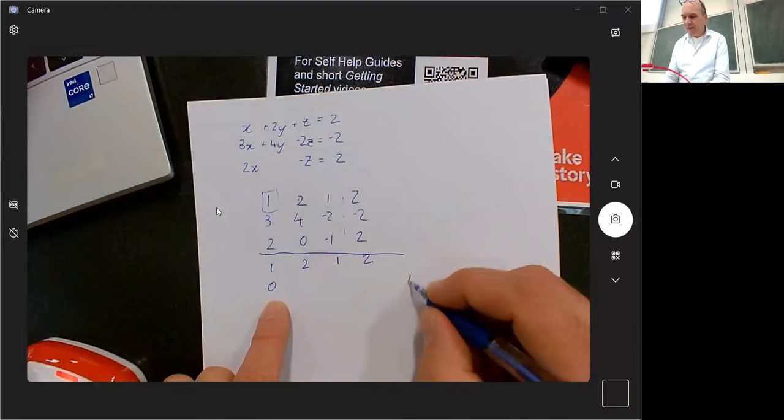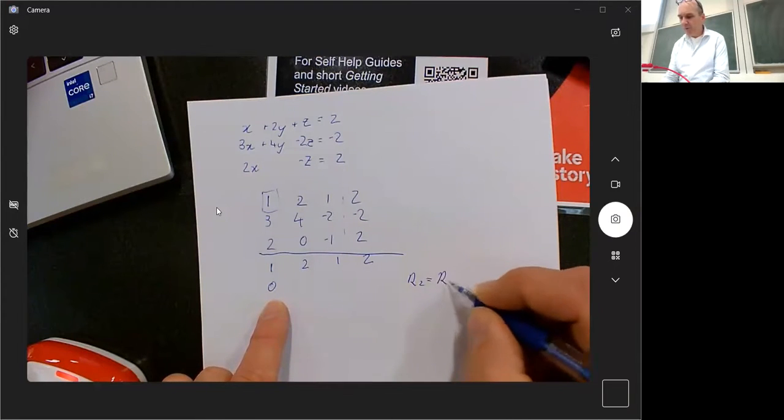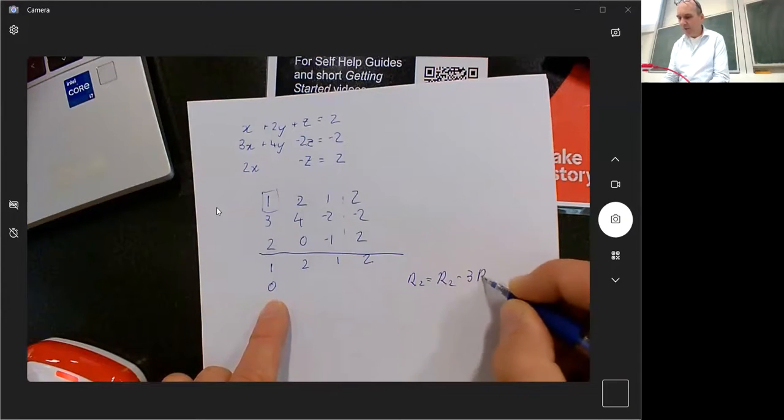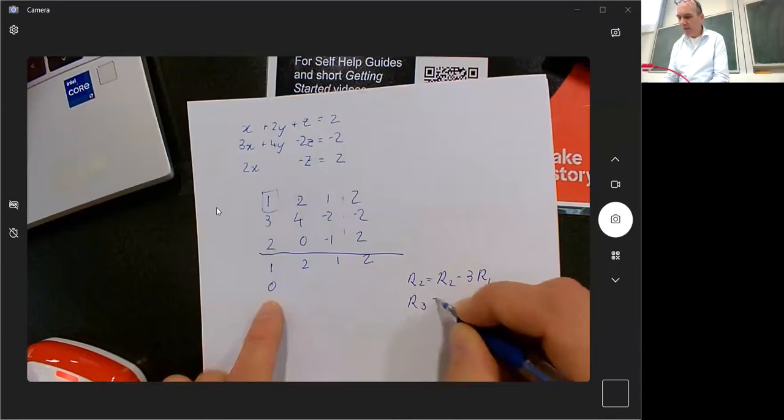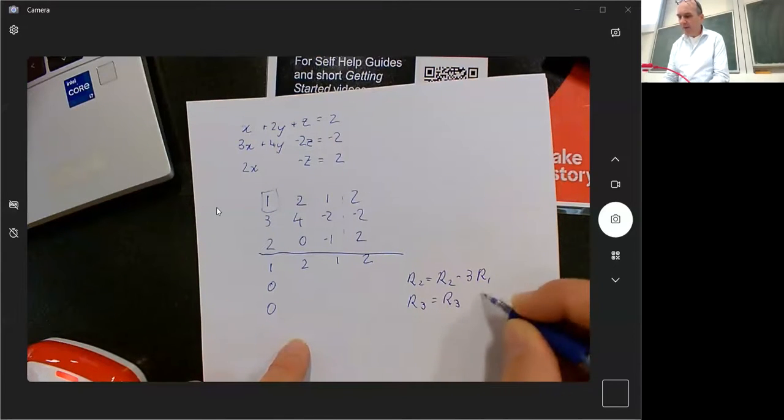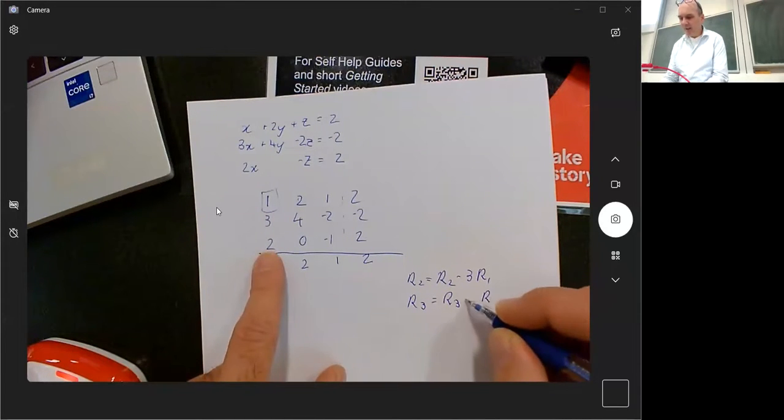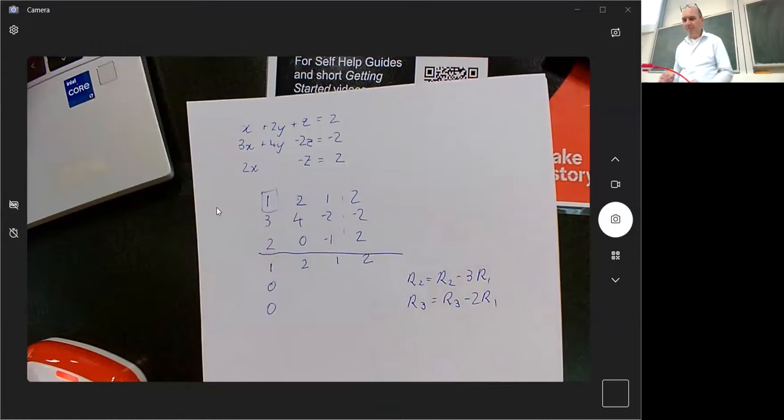Working out what I did to make that 0: row 2 is equal to row 2 minus 3 row 1, and row 3 is equal to row 3. So technically it's just minus that number. Because this number is 1, it's minus that number. And then I actually go through and do the row operation.